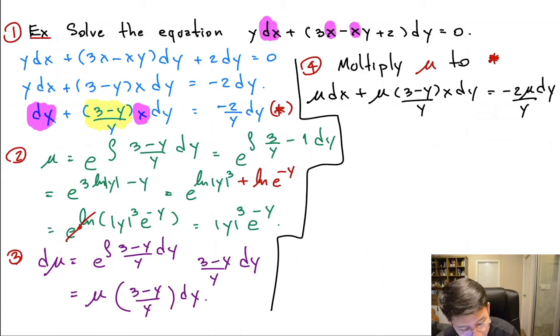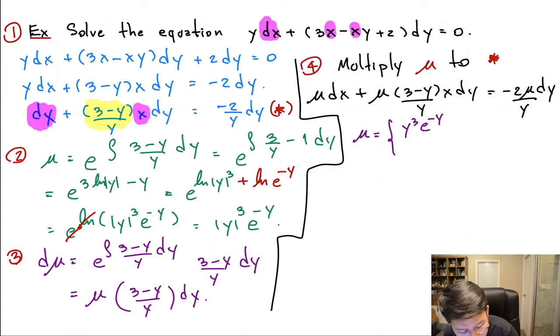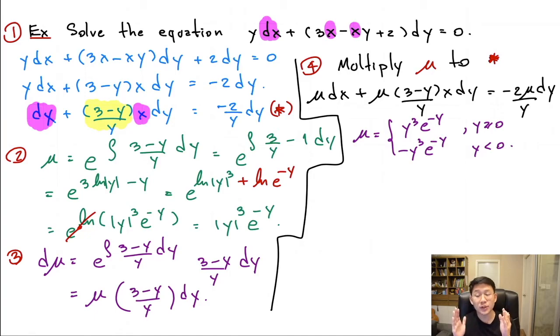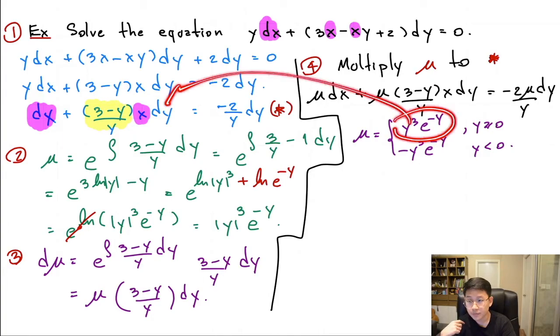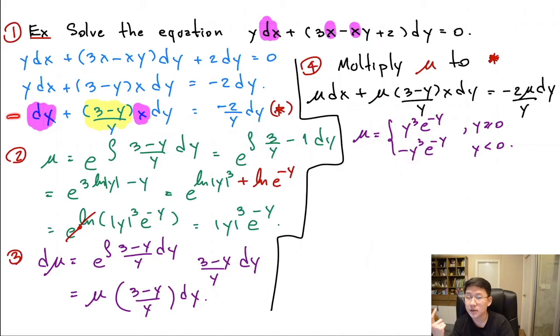Our mu now is tricky here, but it's the same trick. Our mu is this one, absolute of y cubed times e to the minus y. So it can be y cubed e to the minus y, or minus y cubed e to the minus y. This is when y is non-negative, and this is when y is negative, because absolute value can be positive and negative. But guys, if I multiply either of these to this equation, they are the same, for the same reason as in the previous video. Because of the minus, I can multiply the whole equation by minus, and that's why you just need to use one of them.